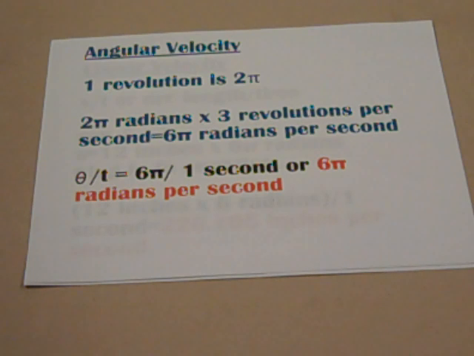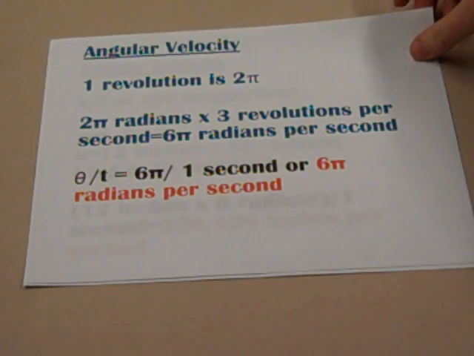To figure out the angular speed, you need to know that each revolution is 2 pi. So the wheels turn at 2 pi times 3 revolutions per second, which is 6 pi radians per second. Now using that to plug into our angular velocity equation, we get 6 pi radians over 1 second, which equals 6 pi radians per second.